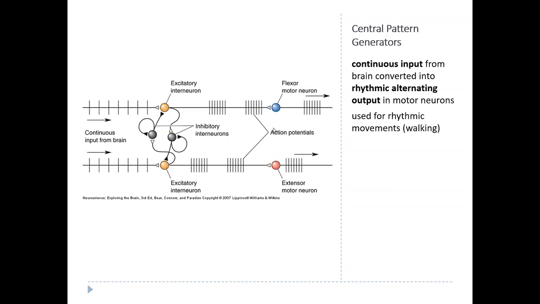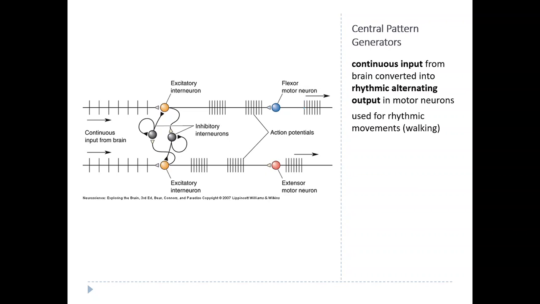These are the motor neurons down here for the flexor and extensor muscles of one leg. So what you're seeing here is that they're activated, but they produce these bursts of action potentials that are rhythmic and alternating. So the extensor muscle in this case is activated first, and then the flexor muscle is activated afterward. And while one is active, the other one is quiet. So here the flexor muscle is generating a burst of action potentials.